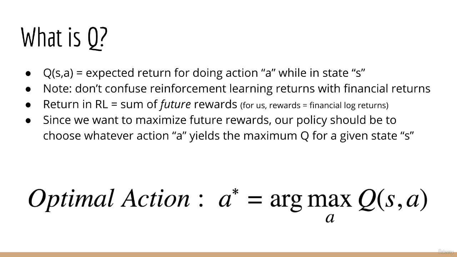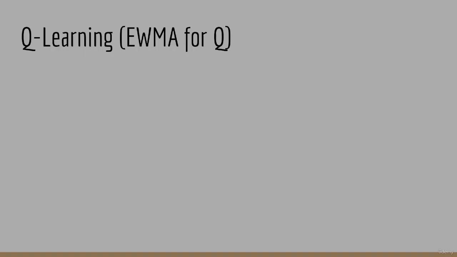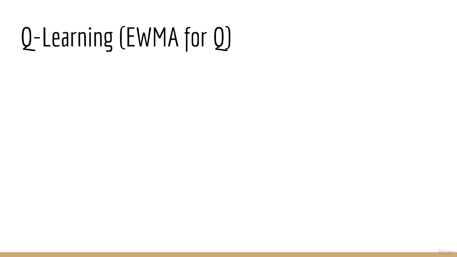But how do we make sure the Q table contains the right values in the first place? For that, we need Q-learning. Since you've all been through the time series section of this course, you'll recognize that Q-learning is nothing but the exponentially weighted moving average.